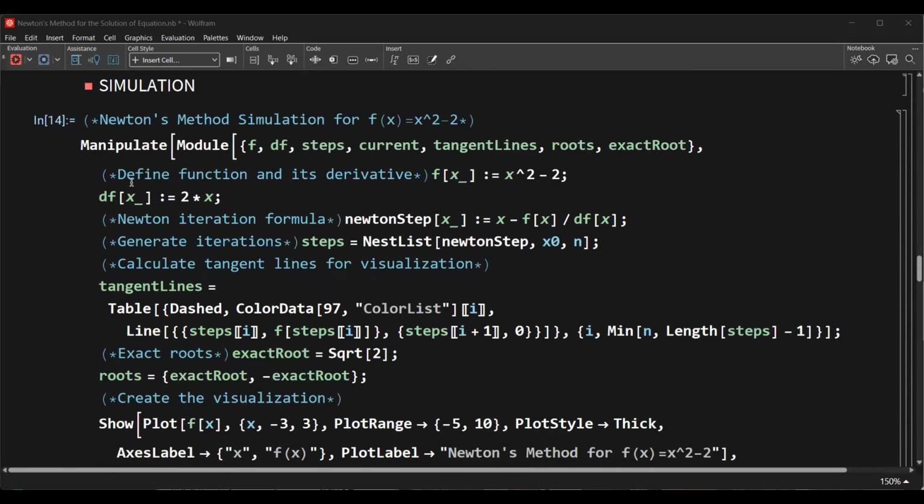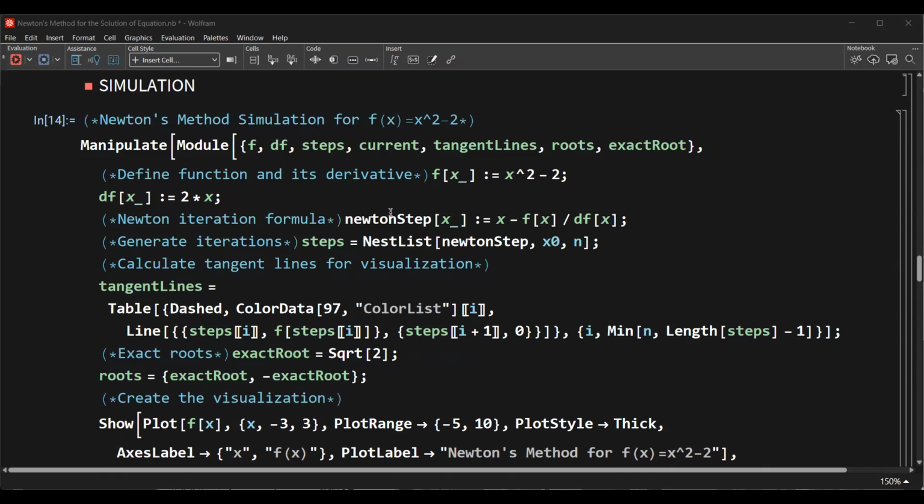So we have the simulation by Mathematica. So we use the Manipulate module. So our module is FDF steps, current, tangent lines, roots, and exact roots. So define function and its derivative. So f of x is equal to x squared minus 2. Then we have the derivative here equal to 2x.